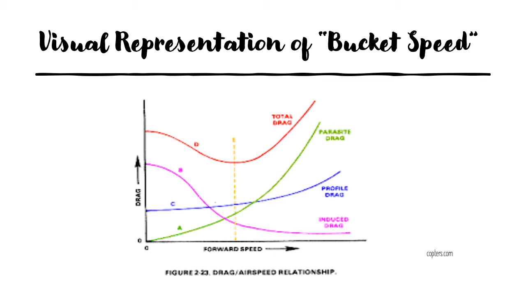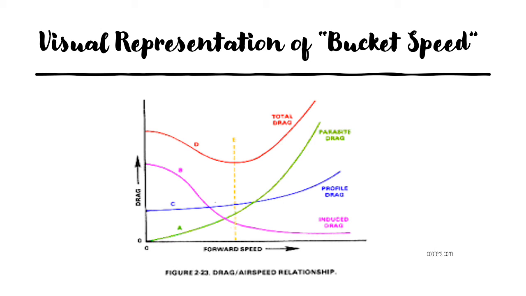So in the red, you've got total drag. In magenta, you've got induced drag, which we talked about. Induced drag is the increased drag on a wing or a helicopter blade due to lift. In blue, you've got profile drag, which is just going to be the normal drag of the airframe based on its aerodynamic design.